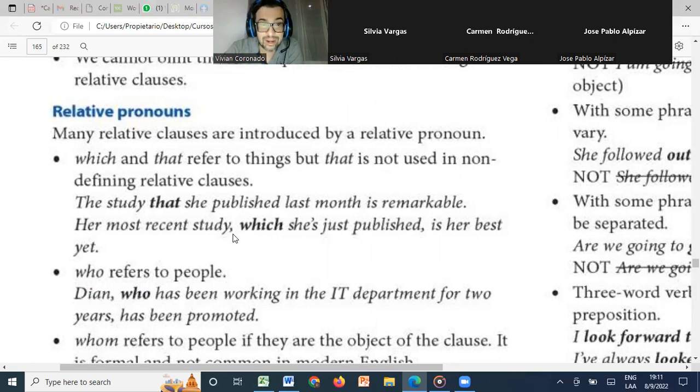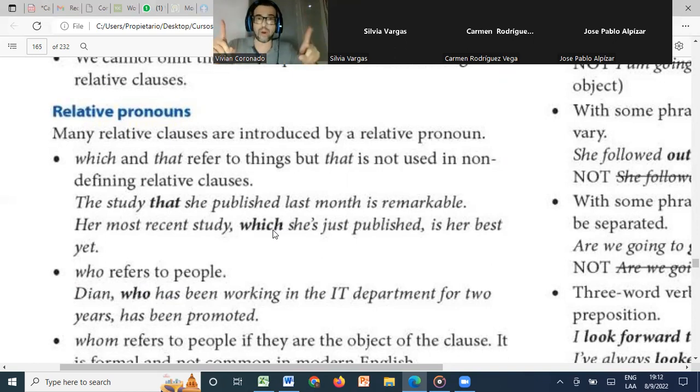But here we see a comma and we see a comma here. That means that if we are talking about things in a non-defining relative clause, we cannot use that. We can only use which. And that might be like a trick that they're going to put in the test.